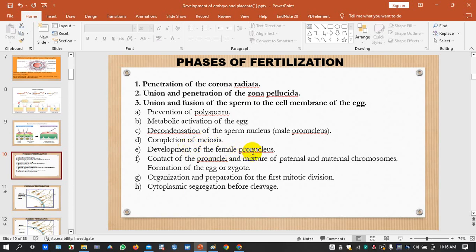Development of the female pronucleus. Contact of the pronuclei and the mixture of paternal and maternal chromosomes. So when the two pronuclei, the female and the male nucleus, join together, they form a zygote.